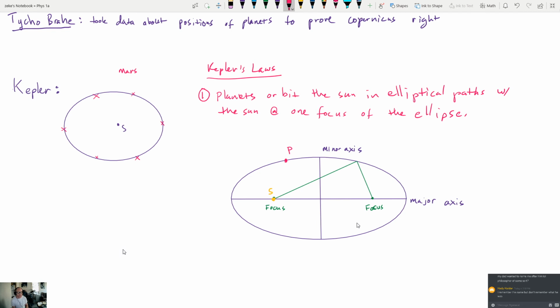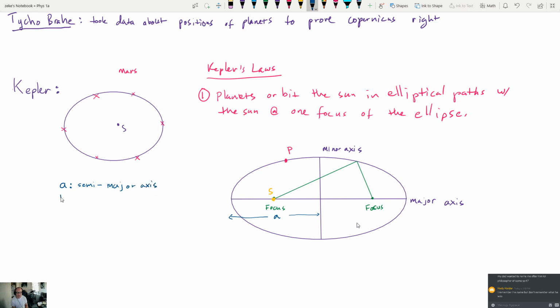Another couple things to define here before we move on are the major axis. We can cut it in half, and we can call this distance from here to here, which would normally be like a radius for a circle. So the quantity A is what we call the semi-major axis of the ellipse. So it's half of the major axis. That's where we get the name semi-major.